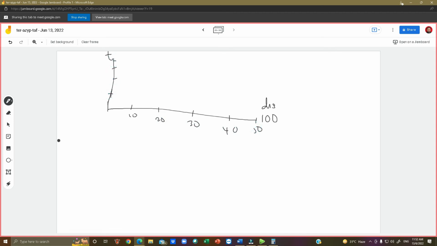Okay, let's say time 10 equals 9 seconds. Time 20 equals 17 seconds. Time 30 equals 26 seconds. Time 40 equals 33 seconds. And time 50.